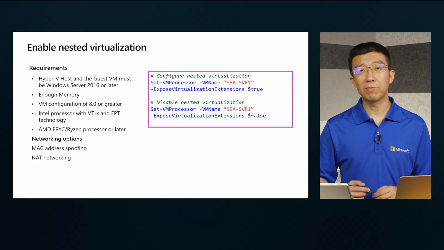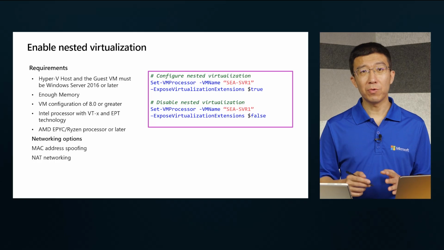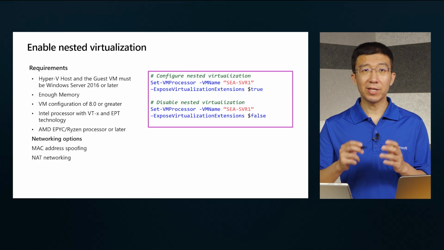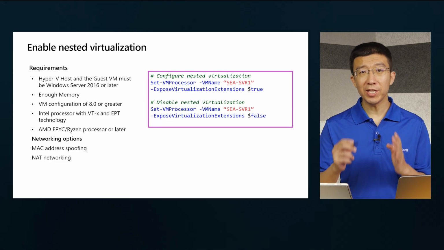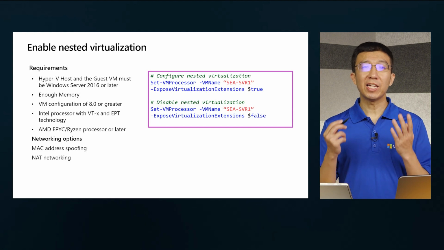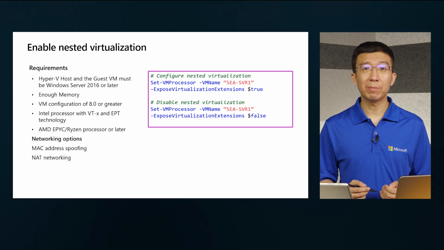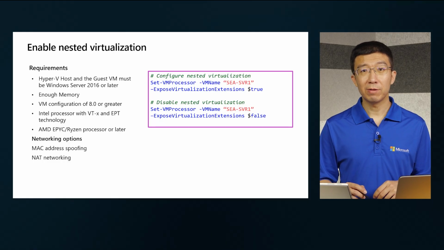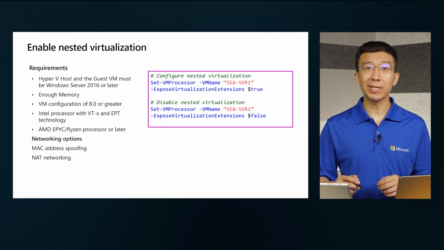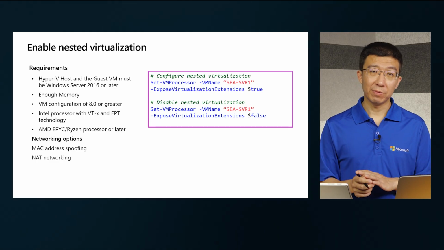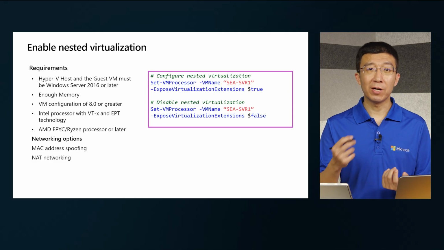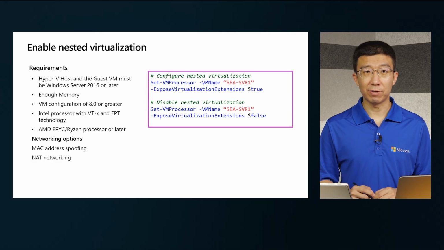To enable nested virtualization, both the Hyper-V host and the guest VM must be Windows Server 2016 or later. The VM must have enough memory and a compatible processor. The VM configuration version must be 8 or higher. While the VM is off, run PowerShell on the host to enable this feature.